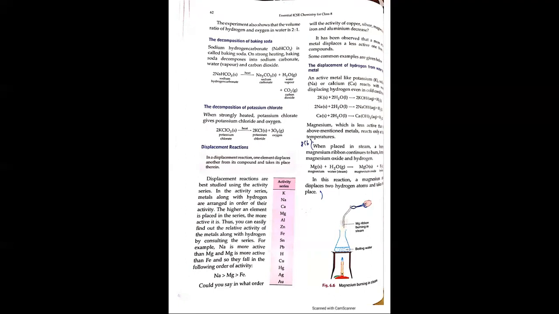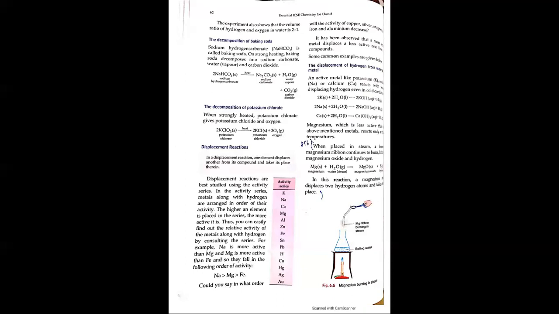The next is displacement reaction. In a displacement reaction, one element will displace another from its compound, and how it will displace depends upon the activity series given here. The higher an element in the series, the more active it is, and the lower the element in the series, the less active it is. So you can say potassium is the most active element, and gold, Au, is the least active. Gold is the least reactive element. It does not react with anything.